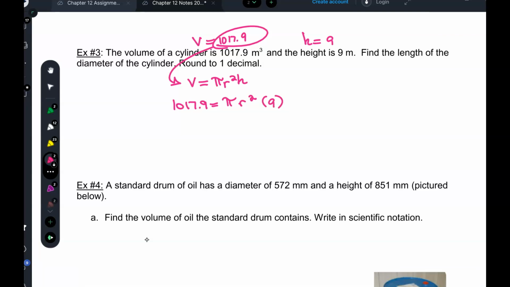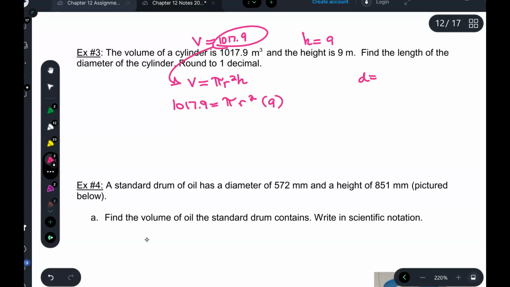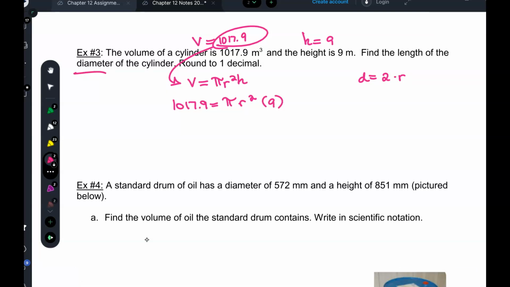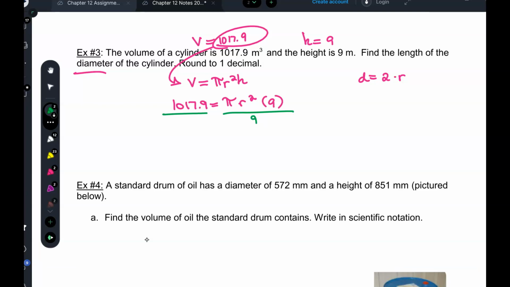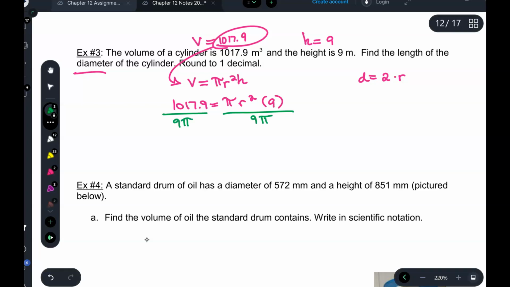So do we divide it? Yeah, so what are we trying to isolate? We can't solve for d right away. We have to find what r is, and then what do we know about diameter? It's double r. It's 2 times r. That's what it's asking for. Okay, so how do we want to start? Divide by 9 or minus 9? Divide by 9. We can, and that's what I would actually recommend, because we want to cancel both the 9 and the pi. So we just get r squared.